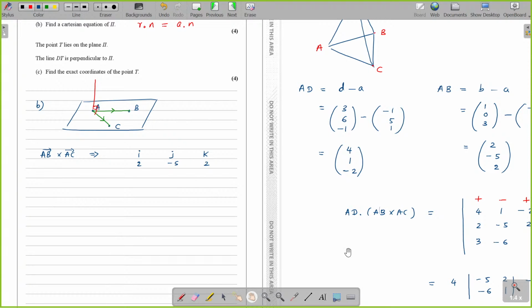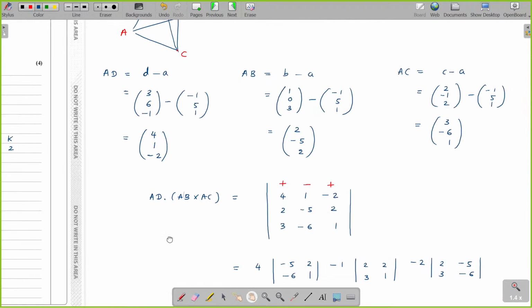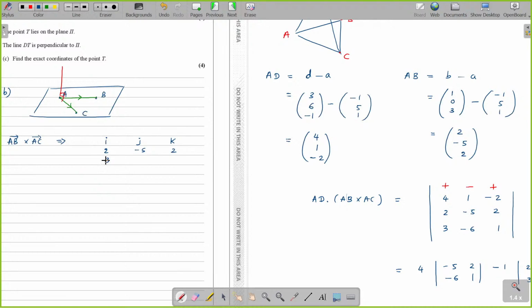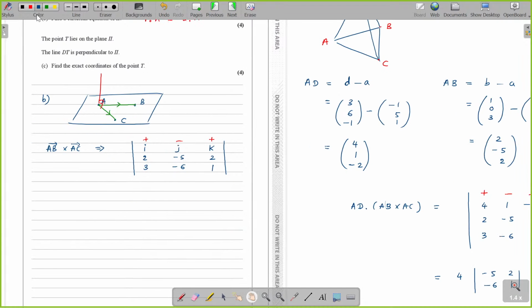And AC is going to be 3, minus 6, and 1. Guys, are you okay with what's going on? Okay, and then what? You use plus, minus, plus and go for the determinant. So this time you'll get your answer in terms of i, j and k. So this will be your n. Remember, this gives you n, a vector that is perpendicular to the plane. You get n here.